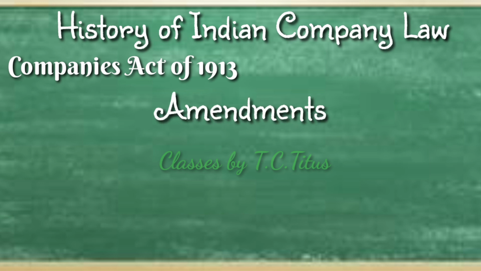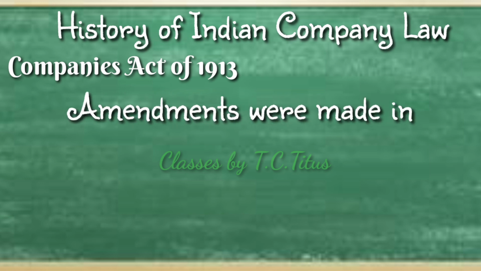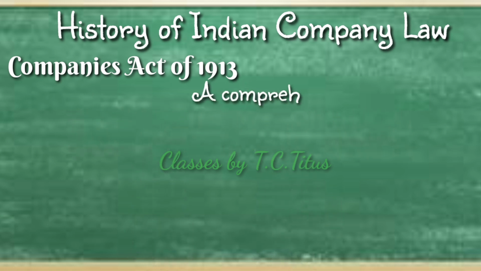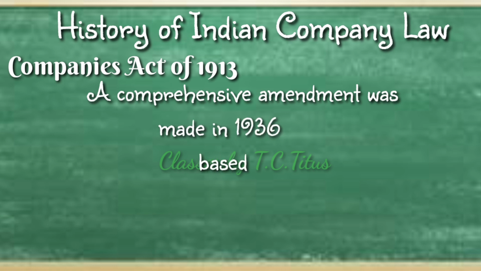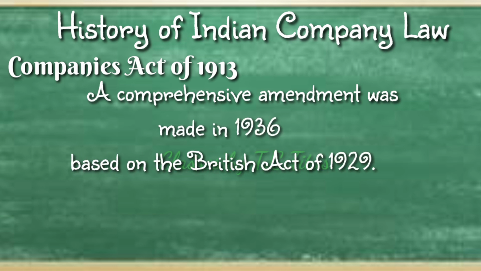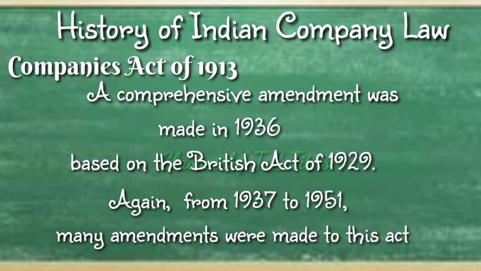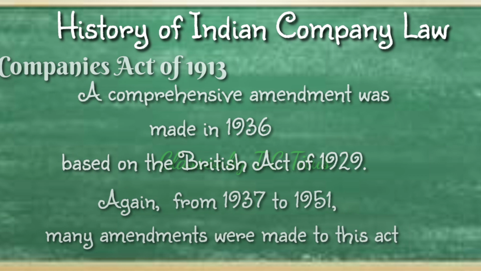Amendments were made to the Indian Companies Act of 1913 in 1914, 1915, 1920, 1926, 1930, and 1932. A comprehensive amendment was made in the Indian Companies Act of 1913 in 1936 on the lines of the British Act of 1929. Again, from 1937 to 1951, many amendments were made to the Companies Act of 1913.